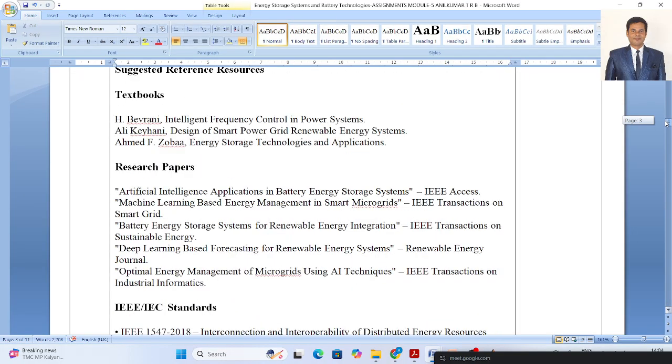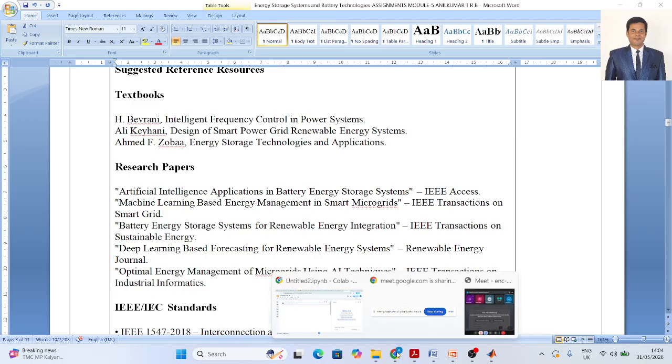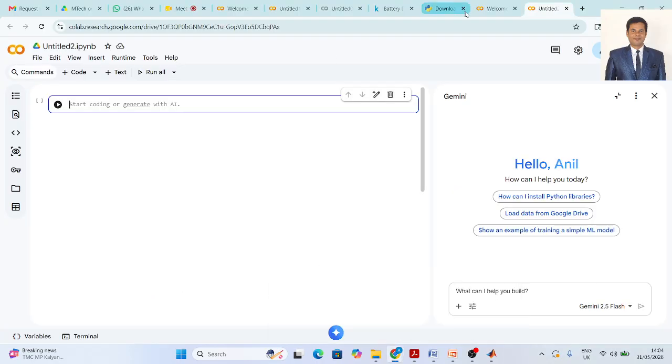Okay, these are the textbooks I have given for you to go through, okay? And also these are the various IEEE papers, right? Artificial intelligence application in the battery energy storage. Then if you click on this, for example, in the IEEE Access, go through it and try to see the different types of papers which are available.